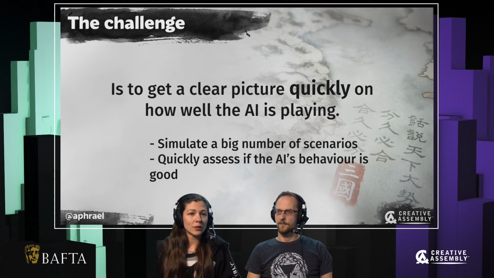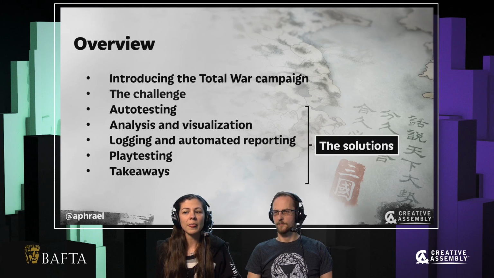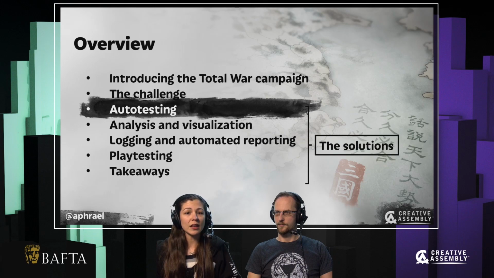So in order to tackle our challenge, we thought we needed a system to simulate how the AI behaves in a very large number of different scenarios. And we needed a quick method to see how good the AI's behavior is in these simulations. For these reasons, we built a set of systems and techniques. The first one I will mention is about simulating the possible scenarios and gathering data.